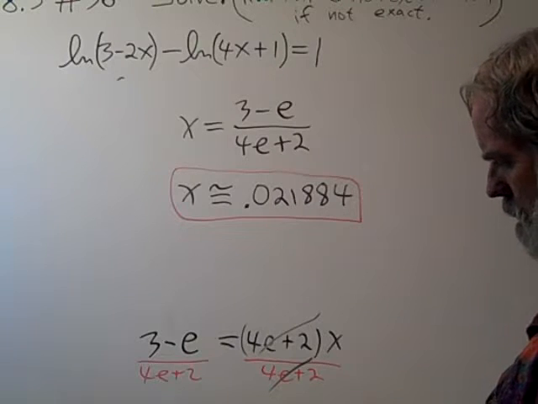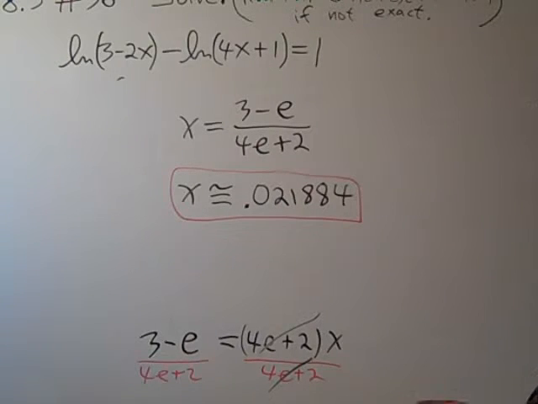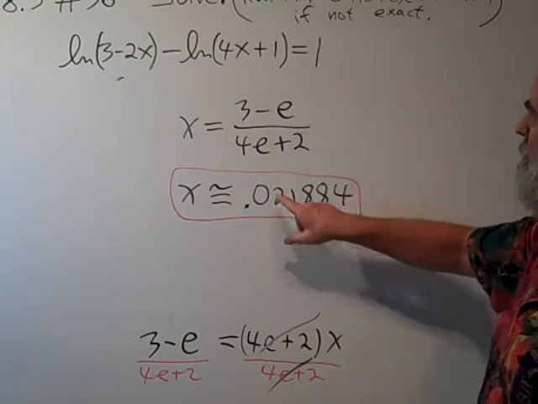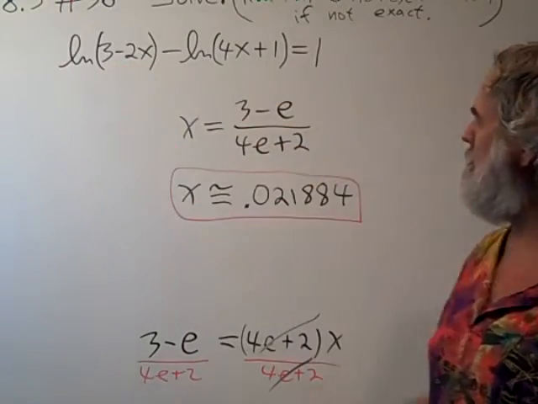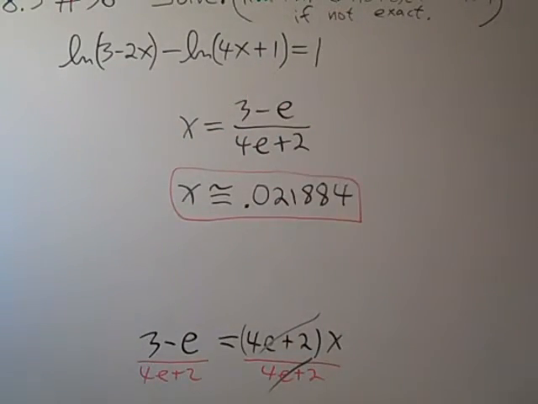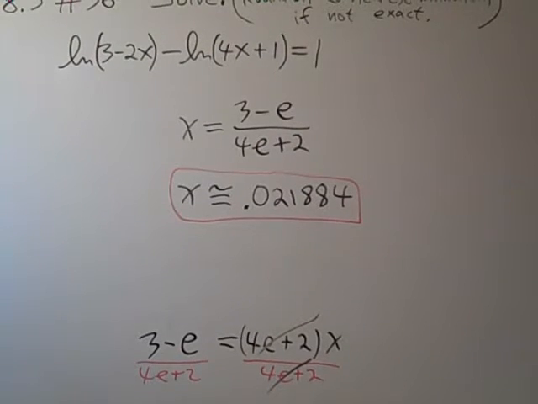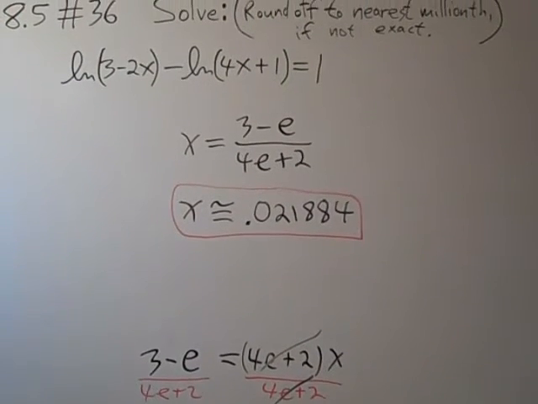Now let's check that value to see if it causes any problem. We multiply it times 2, that's not big enough to cause a negative. It doesn't cause a negative here, so that checks out okay. That's the solution to this logarithmic equation.